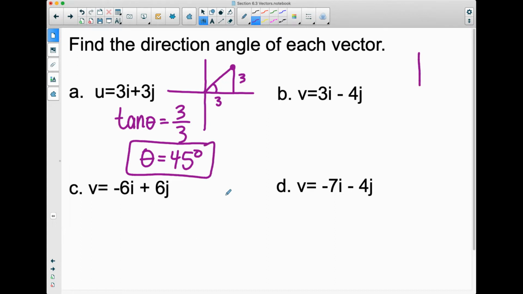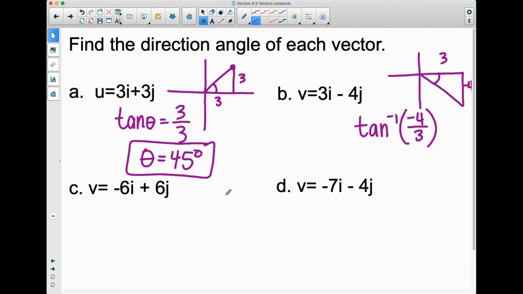So let's look at part B. If I plot 3, negative 4, I'm going to do the inverse tangent of negative 4/3. Make sure you're in degree mode.